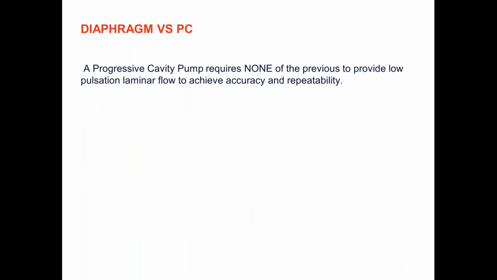Diaphragm pump versus a progressive cavity pump. Progressive cavity metering pumps are now replacing diaphragm pumps out in the market because they require none of the previous things in order to provide low pulsation laminar flow. This will help an operator achieve accuracy and repeatability.